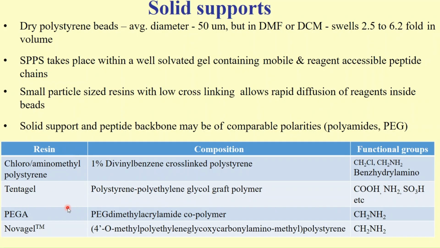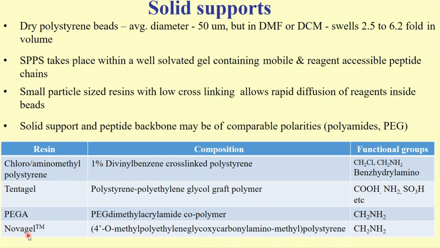Another resin is Tentagel resin. This is polystyrene grafted with polyethylene glycol, so it is called polystyrene polyethylene glycol graft polymer. The functional groups present in this Tentagel resin are either COOH or NH2, SO3H, etc. PEGA resin stands for polyethylene glycol acrylamide. It is a polyethylene glycol dimethyl acrylamide copolymer. The dimethyl acrylamide is copolymerized with polyethylene glycol. It has an amino methyl group as the functional group.